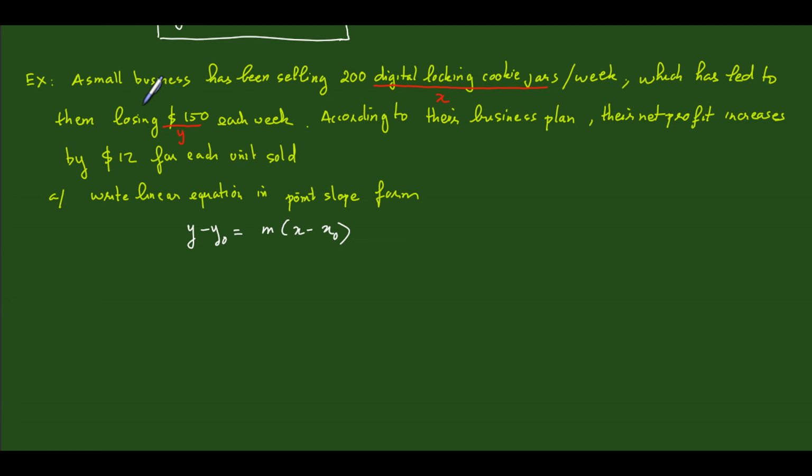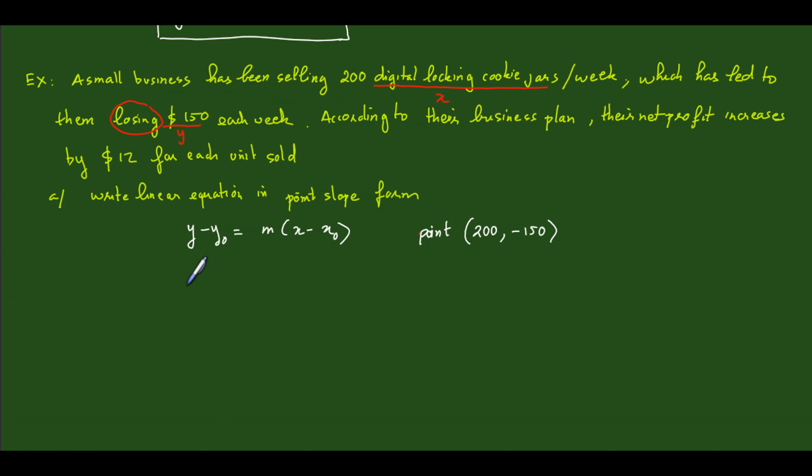Losing. Okay, losing. What does it mean by losing? It means negative $150, not just $150, but negative $150. So the point we use will be 200 and negative 150. Not just 150.